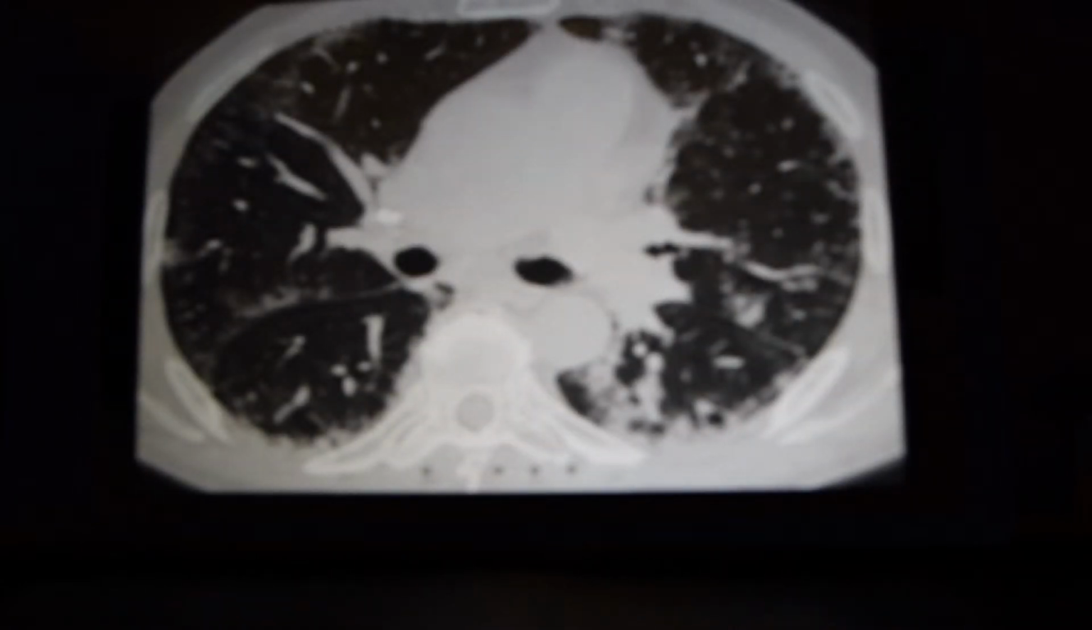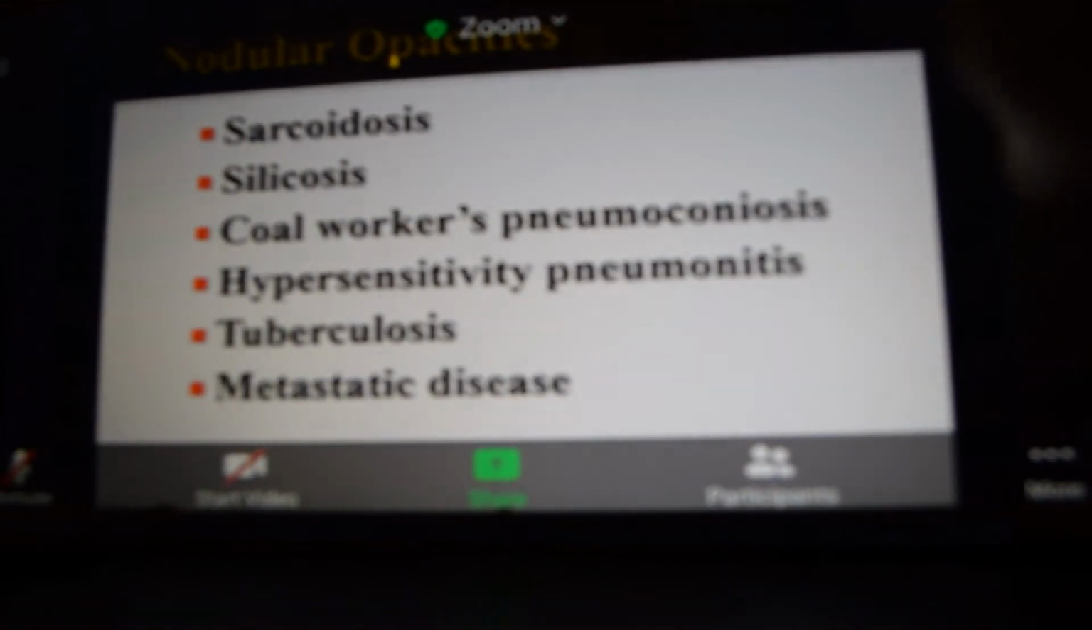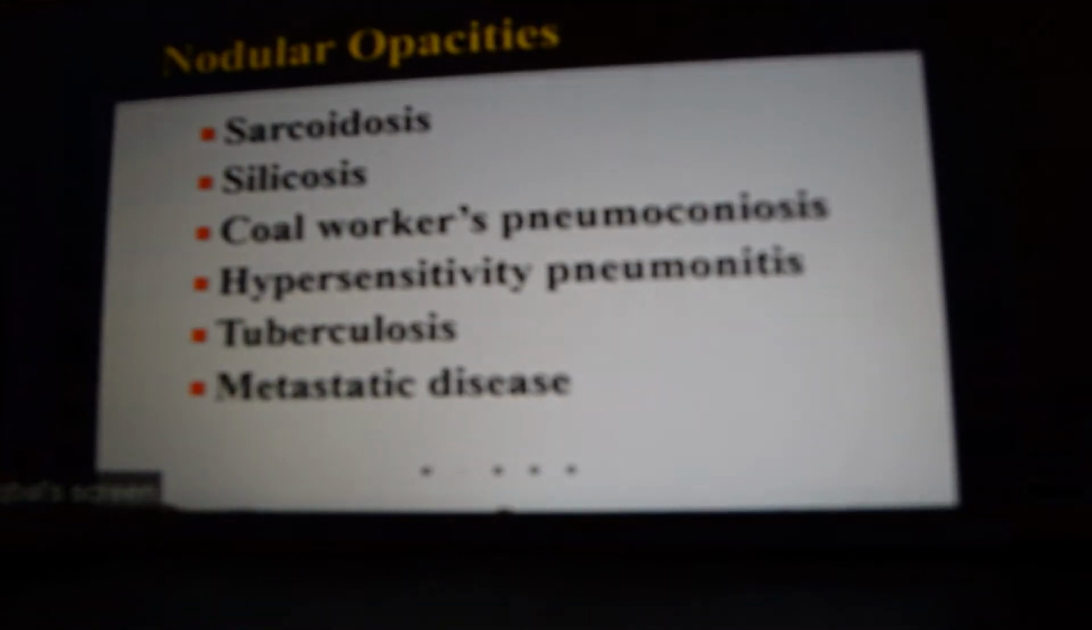So here again there are ground glass opacities and septal thickening. Different stages of the same disease. When we talk of the nodules present in the HRCT pattern, certain diseases come to our mind straight away: sarcoidosis, silicosis, coal worker's pneumoconiosis, hypersensitivity pneumonitis, tuberculosis, and metastatic disease.